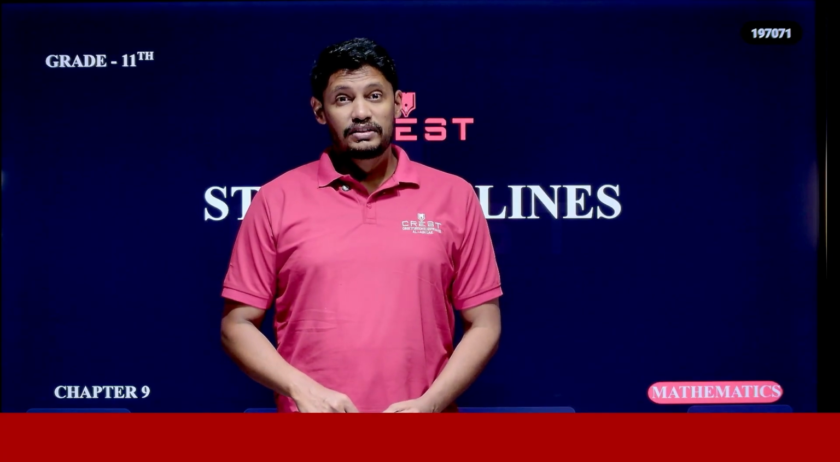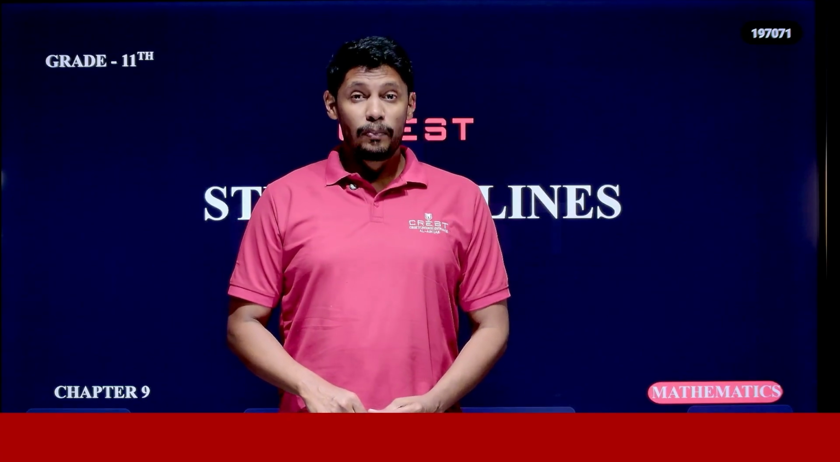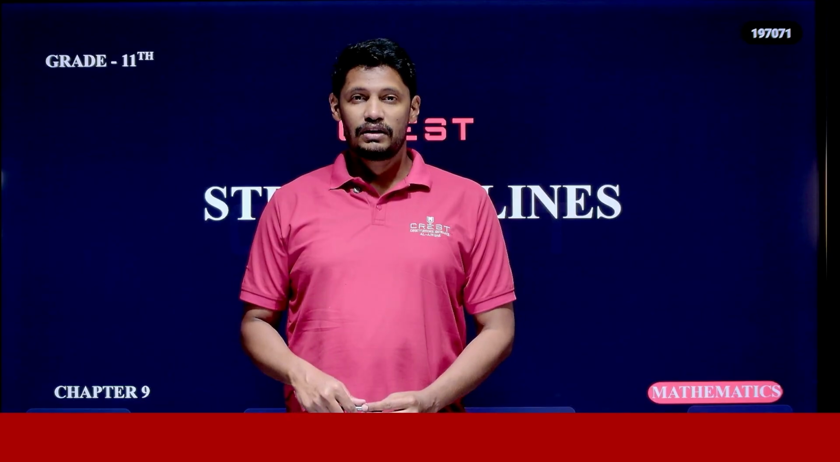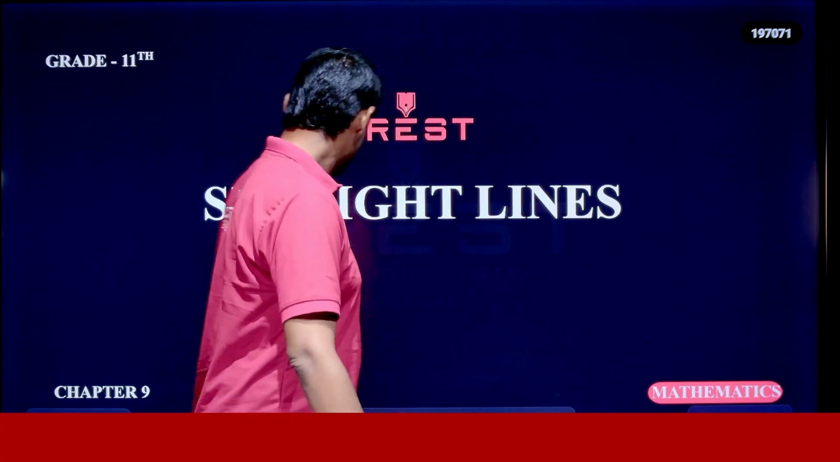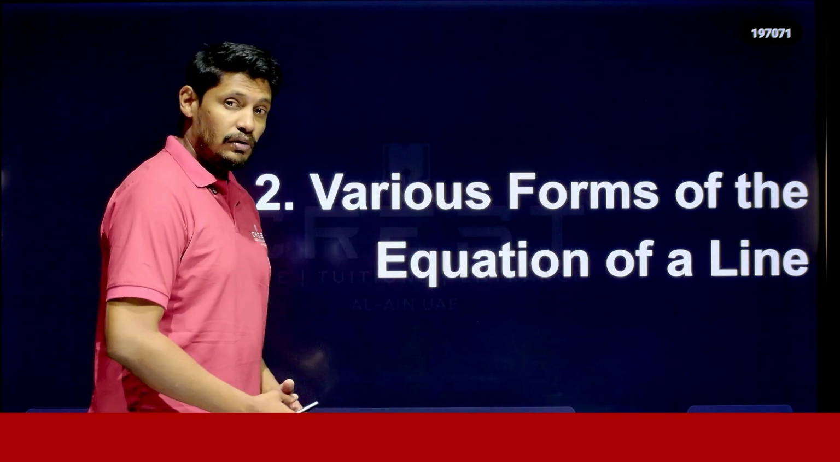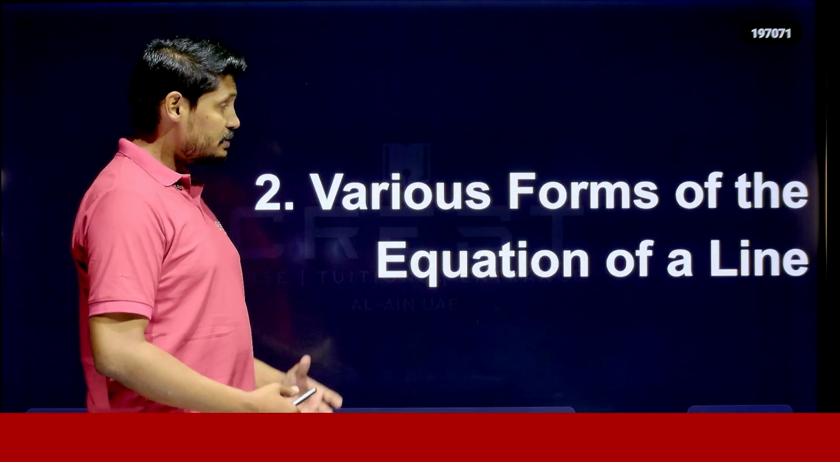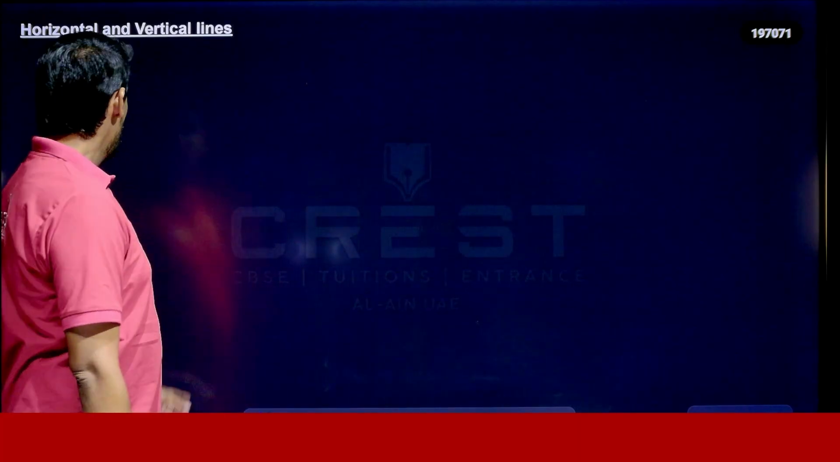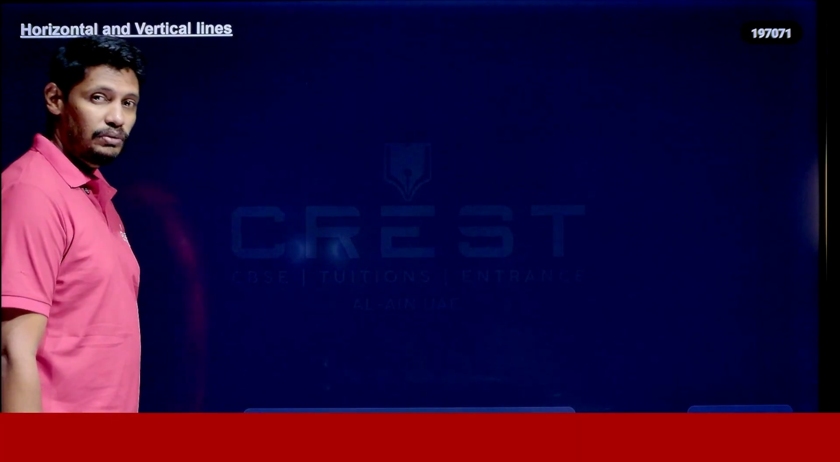Last class we discussed a topic called slope of a line from the chapter Straight Lines. Today we are discussing the various forms of the equation of a line. So let's start. In this chapter we are finding the different forms of the equation of a line, and the first one is horizontal and vertical lines.